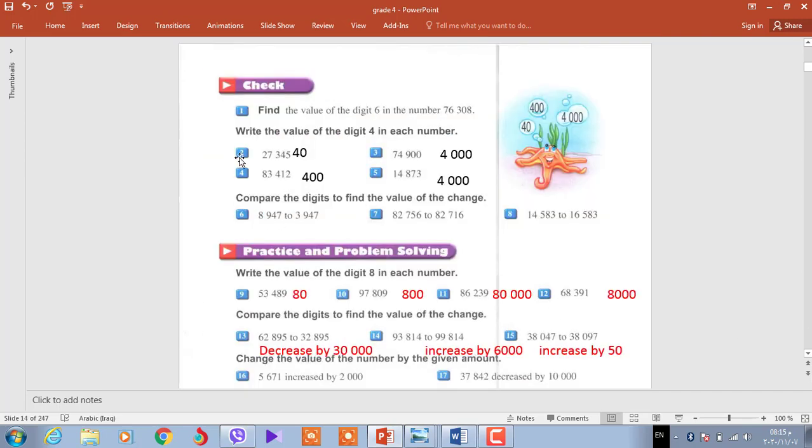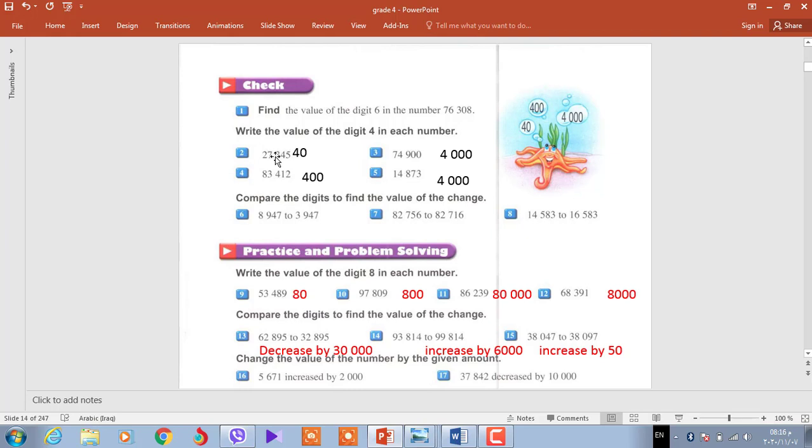In the practice, I tell you to write the value of the digit 4 in each number. After that we have the practices. The practices say write the value of the blue digit, or sometimes I tell you that 4 or any number in the numbers we have, and sometimes I tell you to find the value of the blue digit or underlined digit, dear student. In this practice it says write the value of the digit 4 in each number.